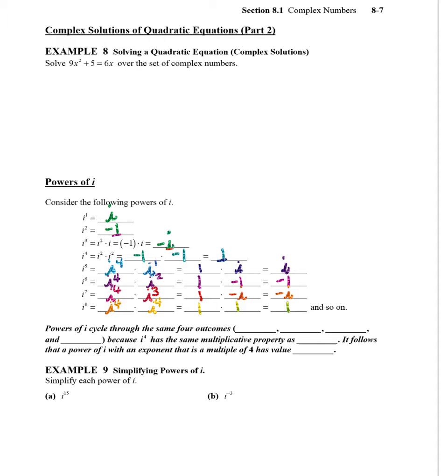Do you see the pattern? Powers of i cycle through the same 4 outcomes. They start off with i, and then -1, and then -i, and then 1. Because i to the fourth has the same multiplicative property as 1, it follows that a power of i with an exponent that is a multiple of 4 has a value 1.